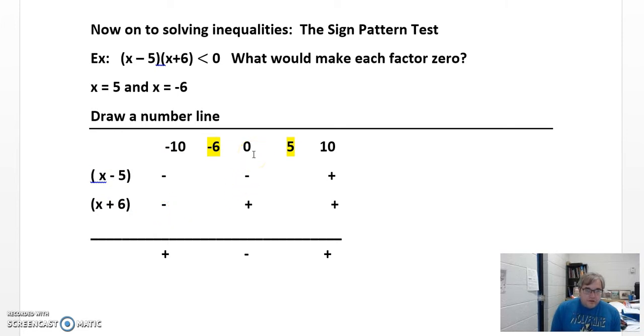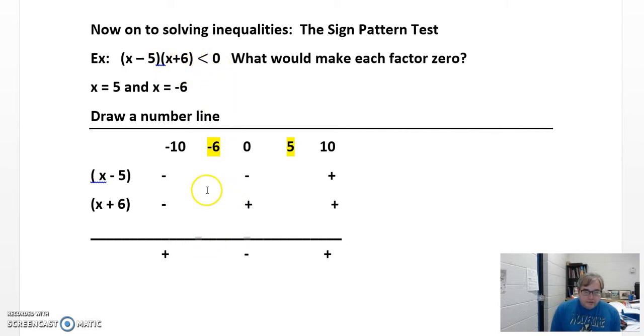I repeat the same thing with a 0. 0 minus 5 is negative. 0 plus 6 is positive. Do it with the 10. Positive if you have to, but you should get 2 positives. I don't put these numbers in because if I do, I'm going to get 0. I don't care about 0. I care about where this is positive or where it is negative. And this particular one's asking me to solve it for where this is less than 0.